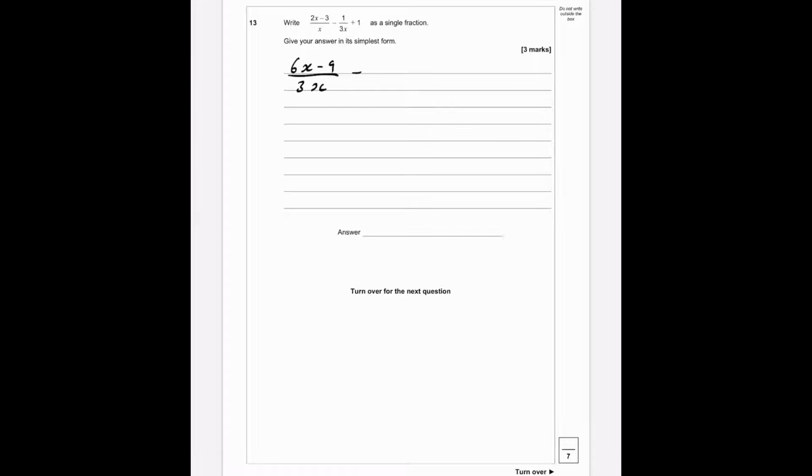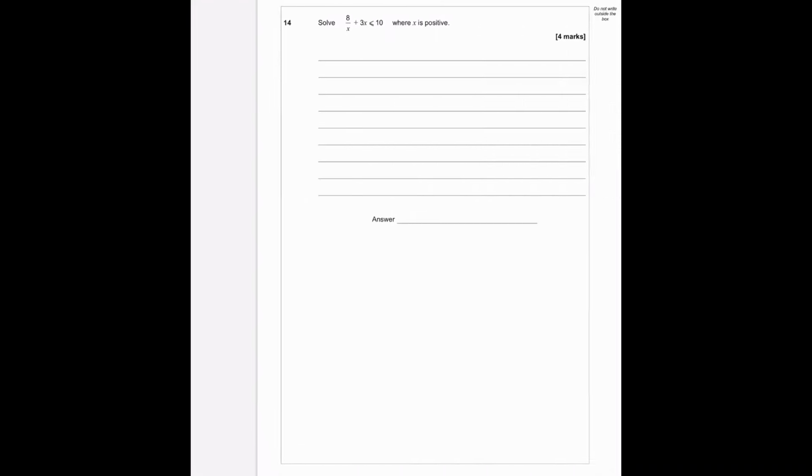Question 13, adding together the three expressions, I'm going to create a common denominator of 3x. So for the first fraction times the top and bottom by 3, I'll leave the second fraction alone and I'll rewrite 1 as 3x over 3x. Join them all together with the numerators, 9x minus 10 over 3x.